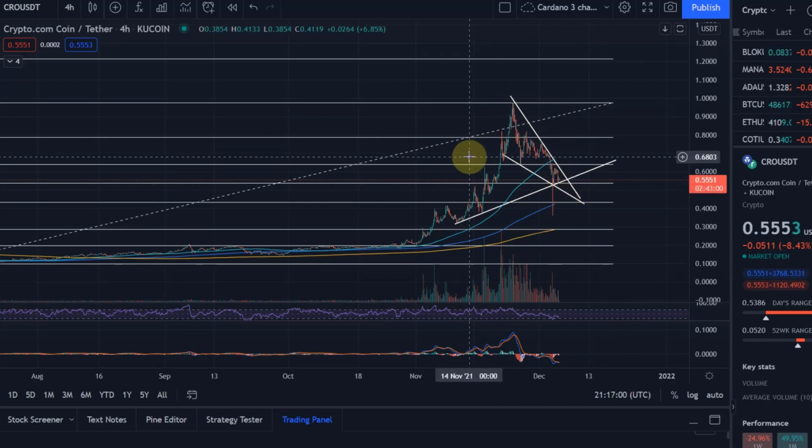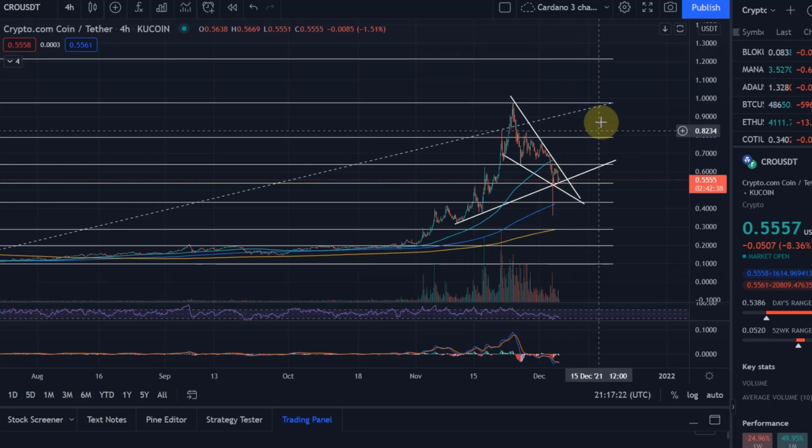This descending wedge is generally considered a bullish pattern, which would normally rather break out to the upside than to the downside. I do expect it, to be honest, to break to the upside because I would expect Bitcoin to go higher from here before it will go down further. I did explain that in my Bitcoin video. Therefore, I would expect CRO as well to go up from here, following Bitcoin pretty much. So that is why I would expect a breakout.